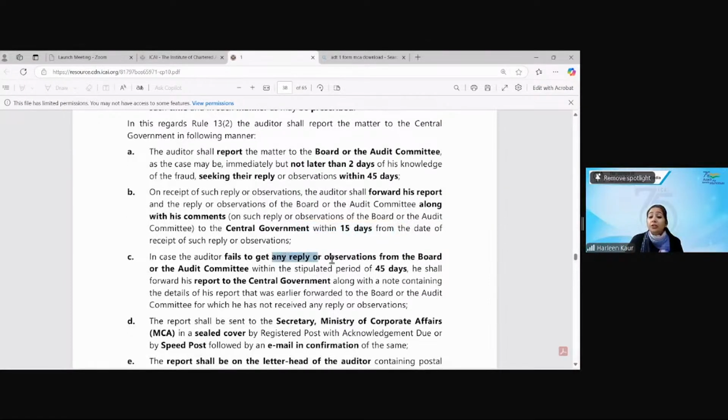But if the auditor does not get the reply in 45 days, I told the audit committee, please see that there is a fraud, but you did not reply back till 14th February. You were busy celebrating your own holidays, you have not replied to me. So now I am going to directly report to the central government, along with a note that I sent it to them and they have not given me any reply.